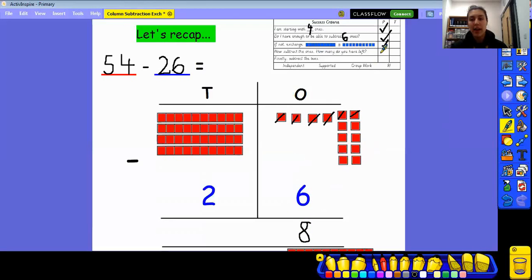And when I've worked out how many ones I've got left, I can now start to work out how many 10s I've got left. So I've got 4 10s and I'm subtracting 2, and that leaves me with 2 10s. So 54 take away 26 leaves us with the answer 28.